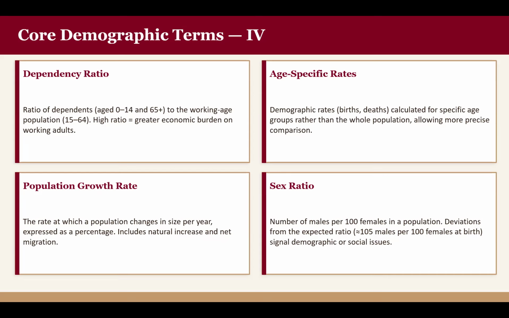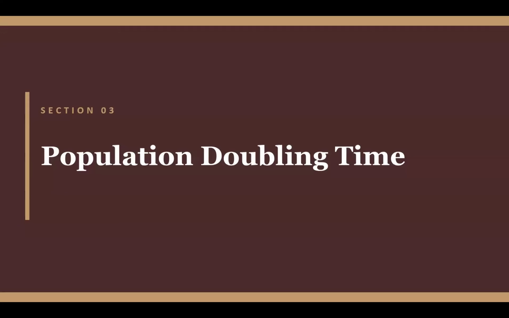We have population growth rate, the rate at which population changes in size per year, expressed as a percentage, which includes natural increase and net migration. And finally, we have sex ratio, the number of males per 100 females in a population. Deviations from the expected ratio, 105 males per 100 females at birth, signal demographic or social issues. So now we come to another important concept, which is the concept of population doubling time.